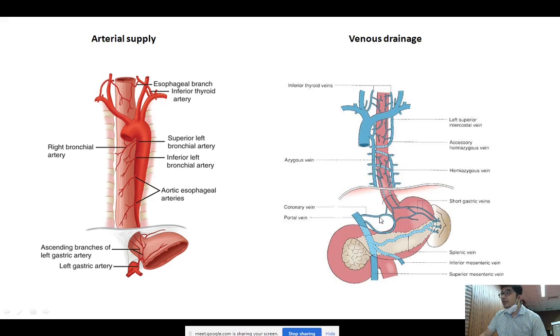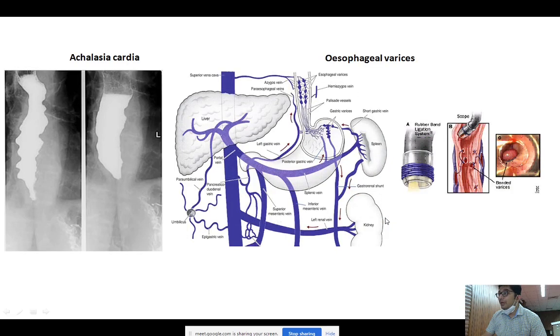And this one is the left gastric vein. So there is an anastomosis. This left gastric vein is a part of the portal vein, and the hemiazygous and azygous veins are part of the systemic veins. These two veins communicate here, and when there is portal hypertension, the left gastric vein gives some branches to the esophagus. The hemiazygous and azygous veins also give some branches over here.